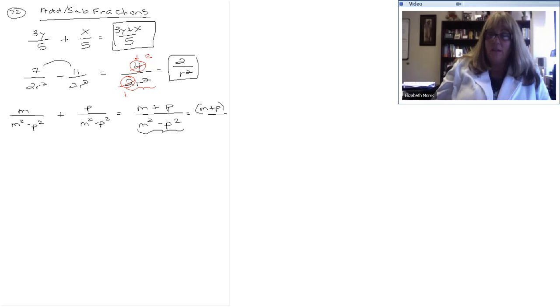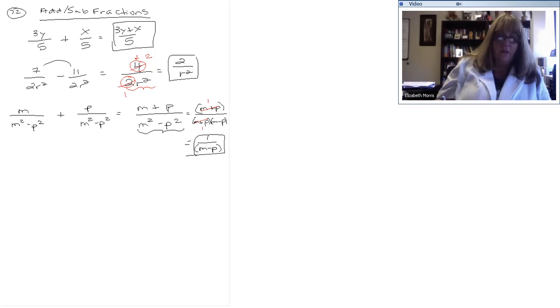And m squared minus p squared actually can factor. It's the difference of two squares. Square root of m squared is m, the square root of p squared is p, and it's always plus and minus. Now, I have an m plus p and an m plus p. So when I reduce that, I am left with 1 over m minus p, and that's my answer. Okay? One more.